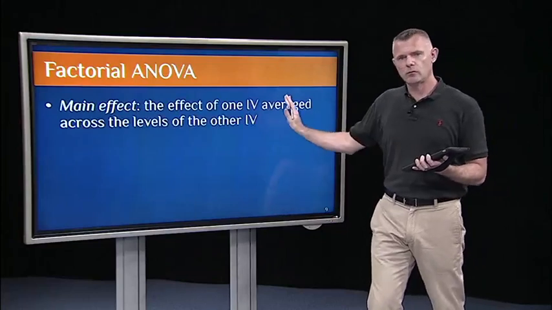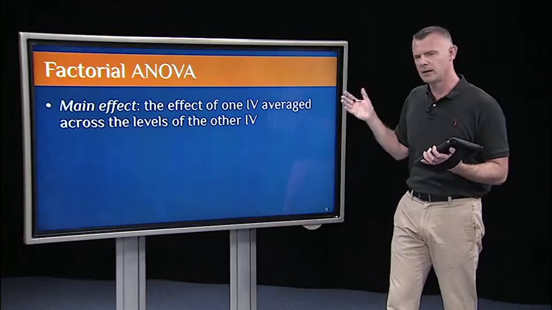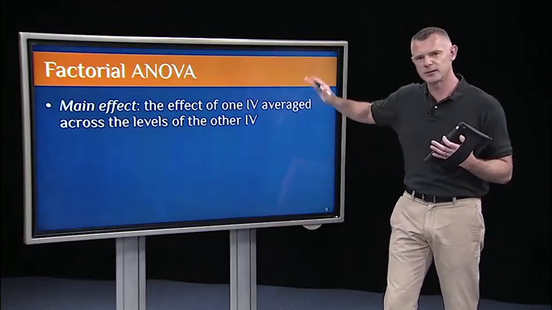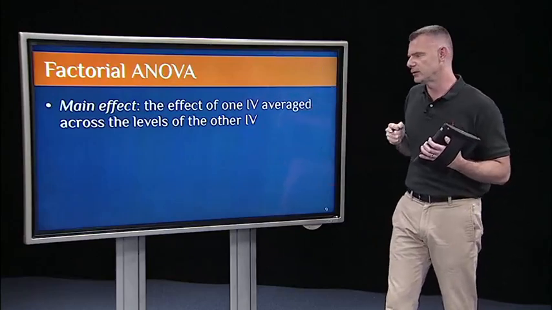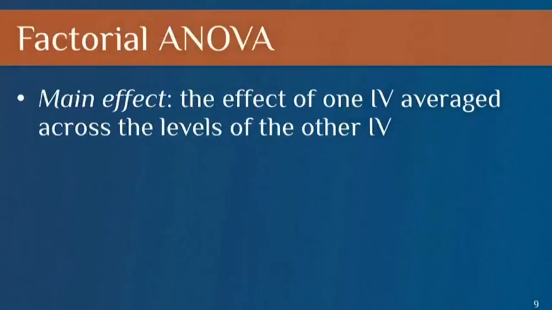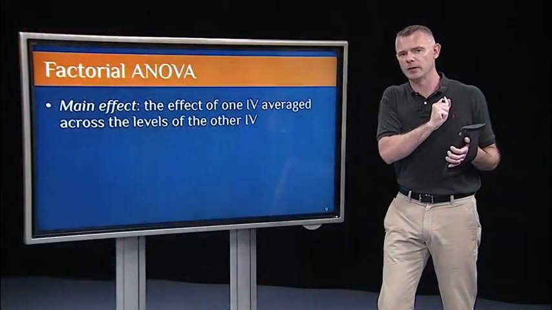Let me just walk you through a couple definitions so that we're all clear. I've taught this material many, many times, and students mix up these definitions, so just make sure you don't. A main effect in the context of a factorial ANOVA just refers to the effect of one independent variable ignoring the other one. So a main effect is exactly what we looked at when we did a one-way ANOVA.